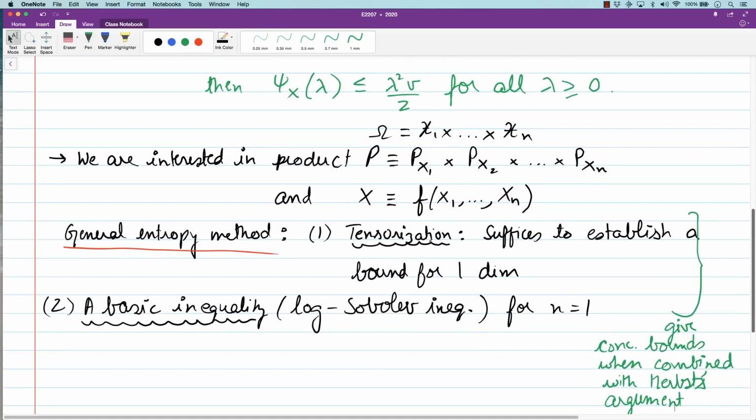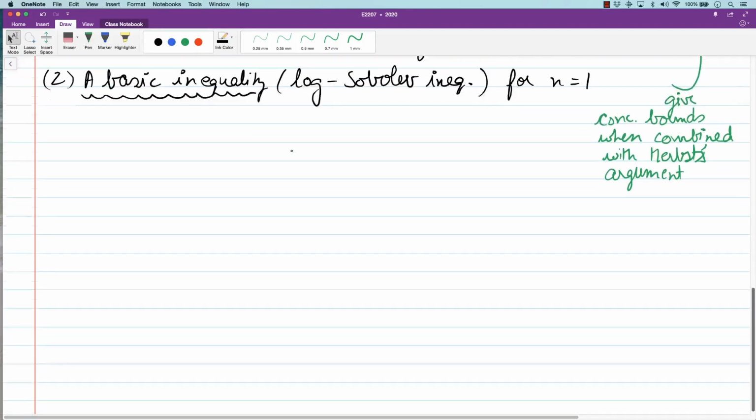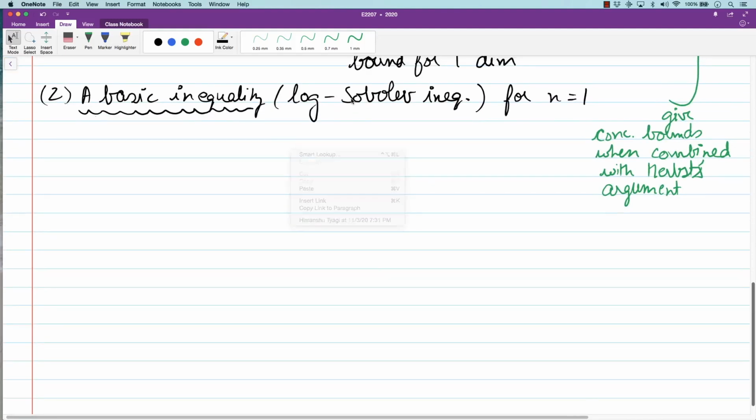What do we do in the tensorization step? How do we tensorize? We want to bound this quantity. What we will show is that it suffices to bound some similar one-dimensional quantities. That's the tensorization step, and then we'll show Log-Sobolev inequalities. That's the plan. So let me start with the first part.